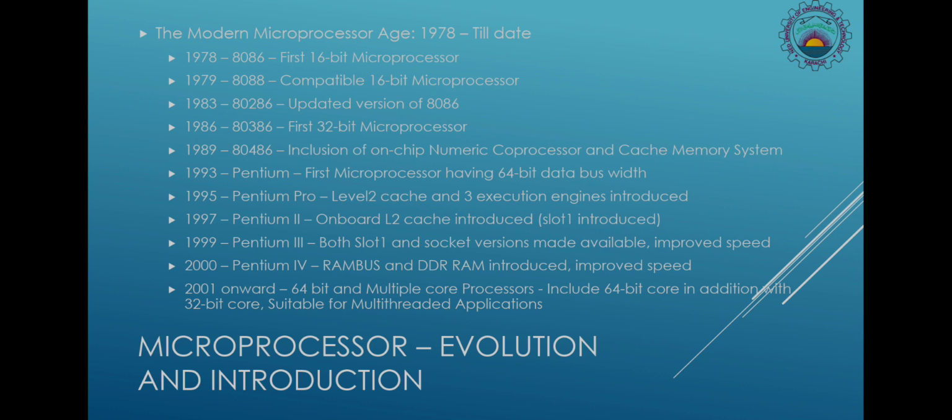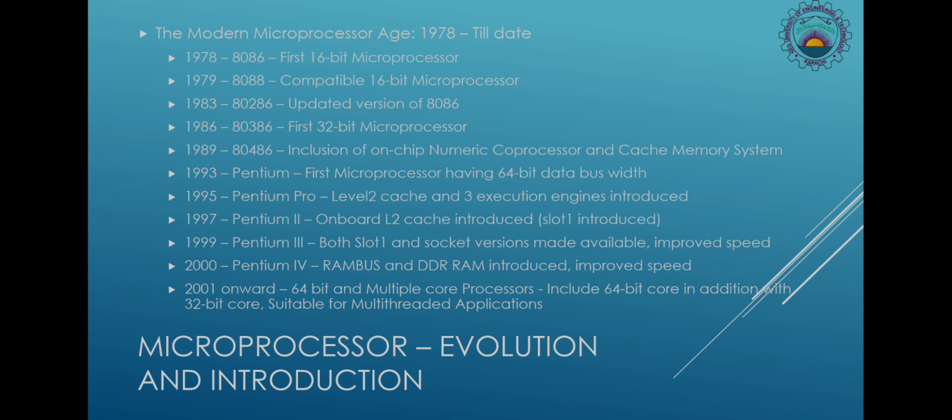8086 had a 16-bit data bus, so Intel introduced a version of 8086 in 1978-79. That version had 8-bit external communication, or you may say that the data bus of that processor was 8-bit. So 8088 was used in the existing systems for replacing the 8-bit microprocessors.